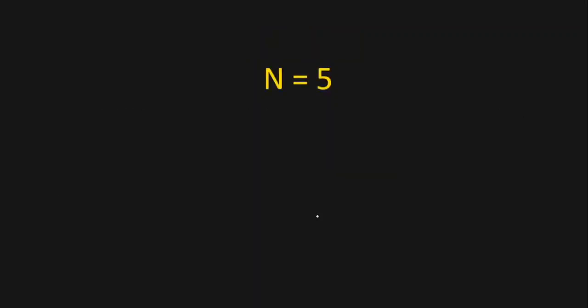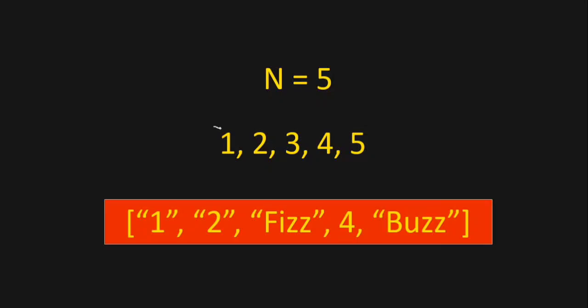For example, if you're given n equals 5, then we have numbers from 1 to 5: 1, 2, 3, 4, 5. Here 1 is not a multiple of 3 or 5, so we'll print the number. 2 is not a multiple of 3 or 5, so we print the number 2. Then 3 is a multiple of 3, so we print Fizz. Here 4 is not a multiple of 3 or 5, so we print the number, and 5 is a multiple of 5, so we print Buzz. For n equals 5, we have to return this list.